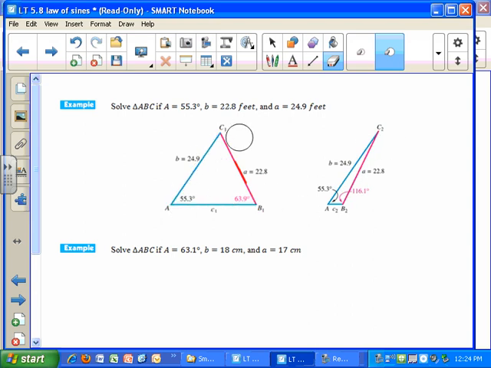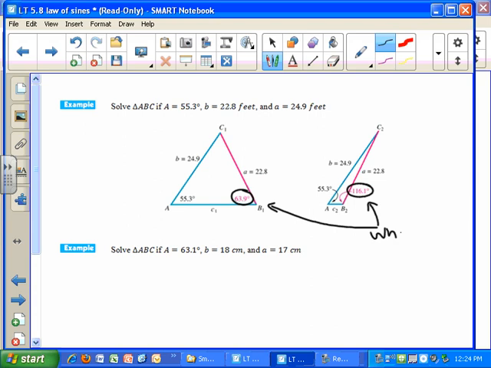Notice, though, that there is something I want to point out about this angle here of being 63.9 degrees and this angle of 116.1. Those two angles happen to add up to exactly 180 degrees. So what's the relationship between our two different possibilities? Why do those two work? They add to 180 degrees.